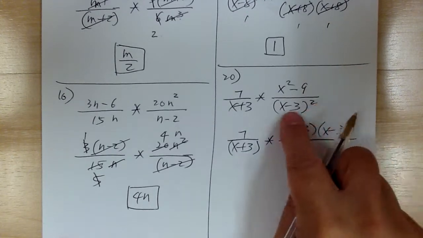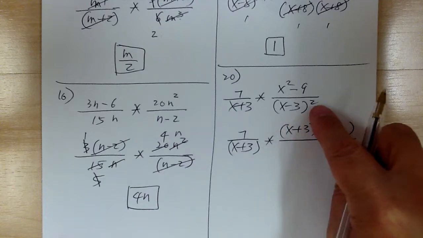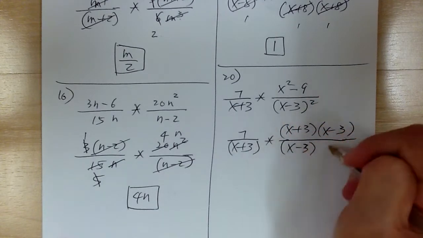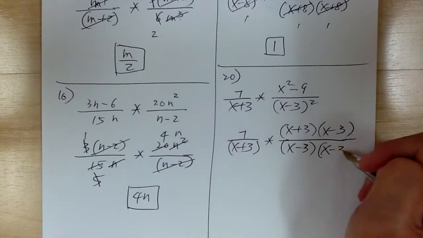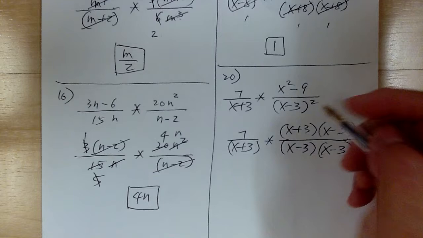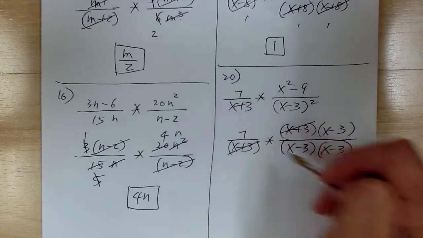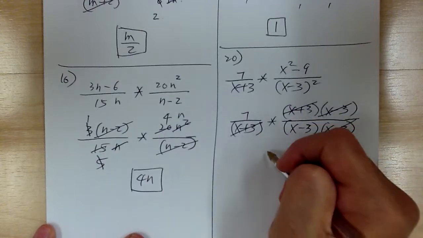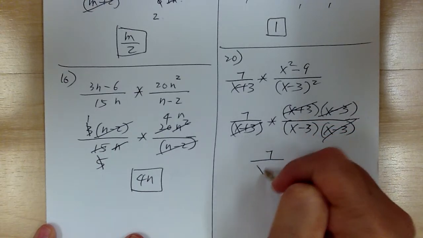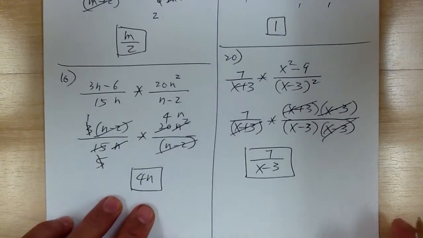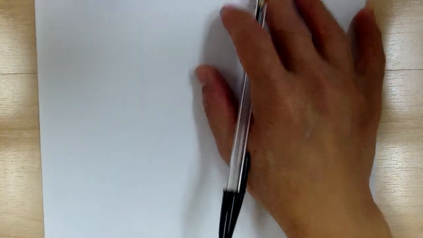Now this one is a perfect square. It's already factored for you, but you want to write it out, right? So write out the squares so you can cancel things out, right? Square means you got 2 of them. So x plus 3 cancel with x plus 3, x minus 3 cancel with x minus 3. So your answer is 7 over x minus 3. Okay. Let's go to 22.